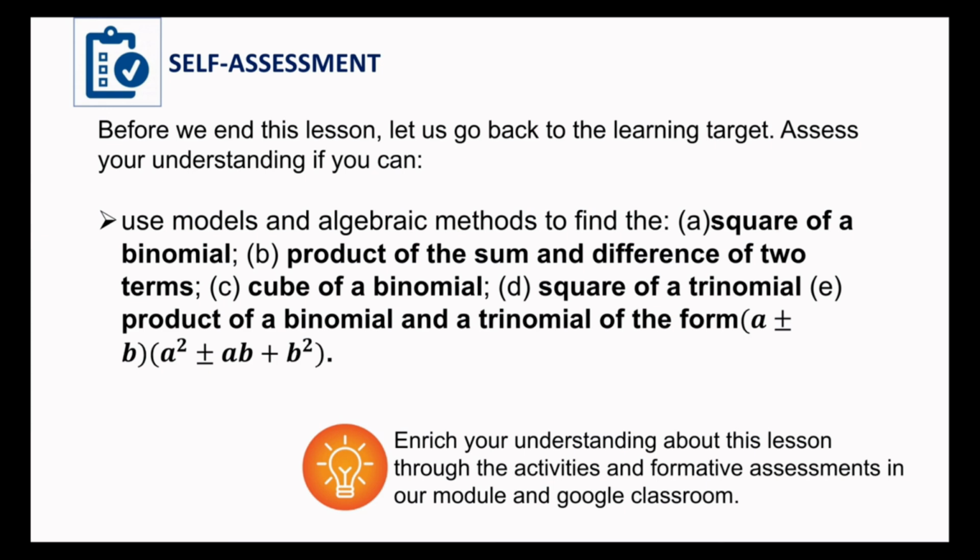Okay, before we end this lesson, let us go back to the learning target. Assess your understanding if you can. Use models and algebraic methods to find the square of a binomial, product of the sum and difference of two terms, cube of a binomial, square of a trinomial, and product of a binomial and a trinomial of the form a plus or minus b times a squared plus or minus ab plus b squared. Enrich your understanding about this lesson through the activities and formative assessments in our module and Google Classroom.